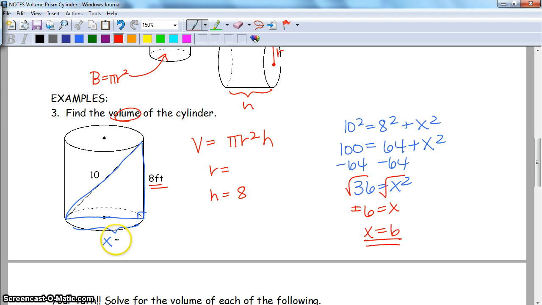So just be careful. Number one mistake that gets made here is people find the 6 and they just run with it and use it. But you got to remember, you just found the diameter, which means the radius is actually only 3. So our volume is pi times 3 squared times 8. So 3 squared is 9, 9 times 8 is 72. So our volume is 72 pi cubic feet.